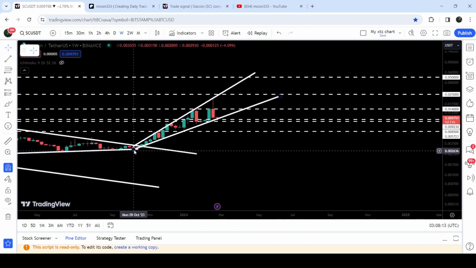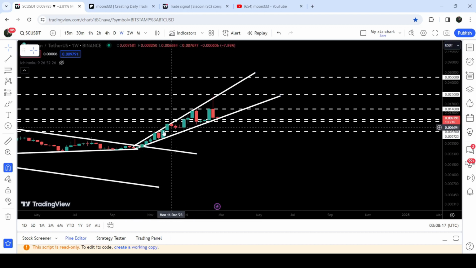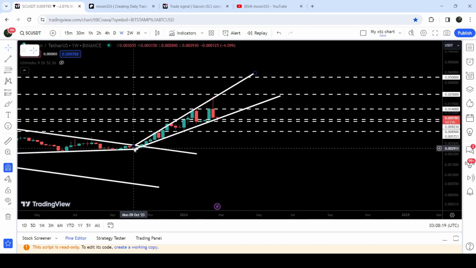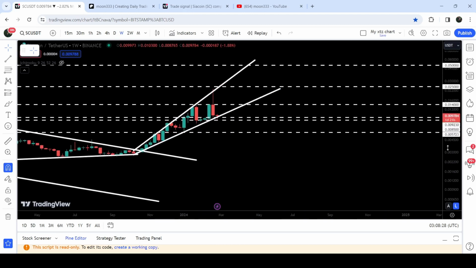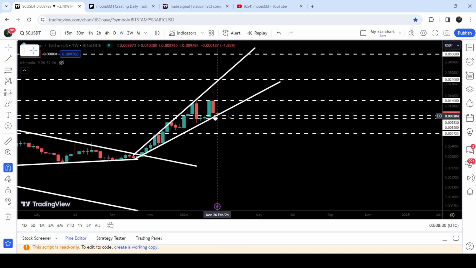Since we have broken out of this previous channel, you can see it is moving inside this broadening rising wedge pattern. And whenever it is getting rejected by the resistance, it is bouncing from the support and forming higher highs and higher lows. And this time, you can see it has again dropped down to this support of the wedge, and slightly below this support.